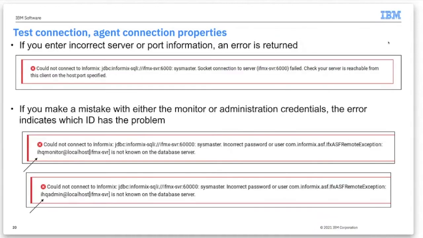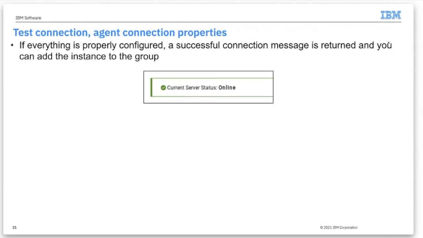And if something is wrong, you will get an intelligent error message back, not just connection could not be completed, good luck. So for example, if there is incorrect server information, whether it's the server name or the port name, it will identify it as a server error. If there is an error in either the monitor or the administrative credentials, it will tell you which credential you're having a problem with so that you don't have to guess and figure it out through trial and error. So this is a nice little enhancement. If everything is working correctly, you get the green button that says everything is fine, and you can go ahead and save and persist those credentials.